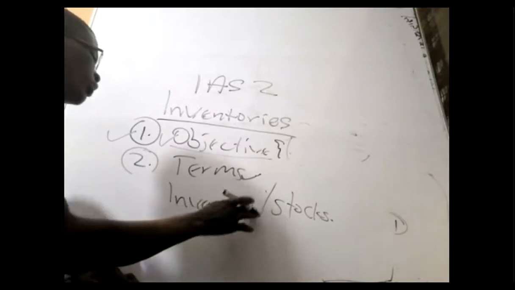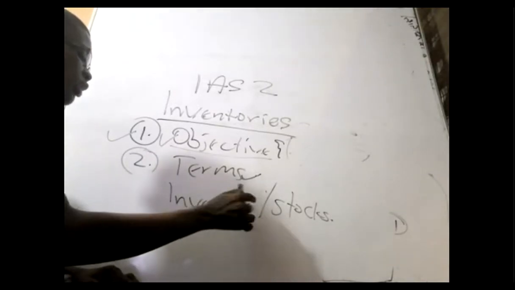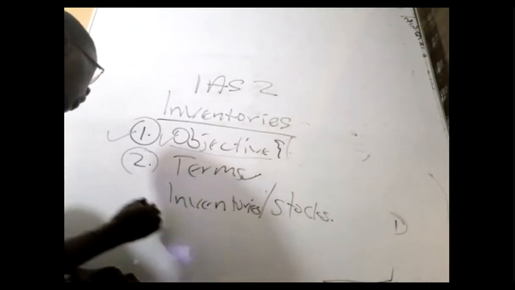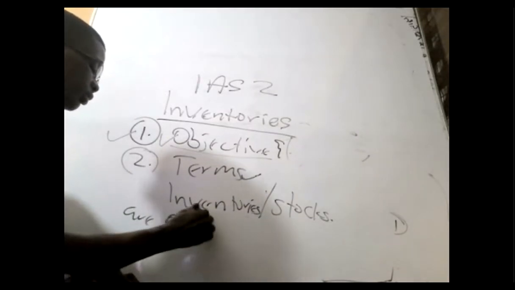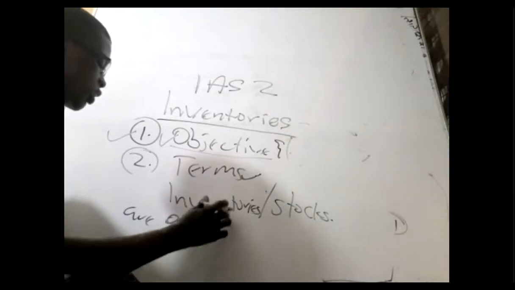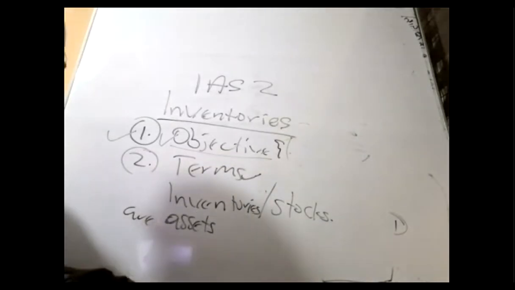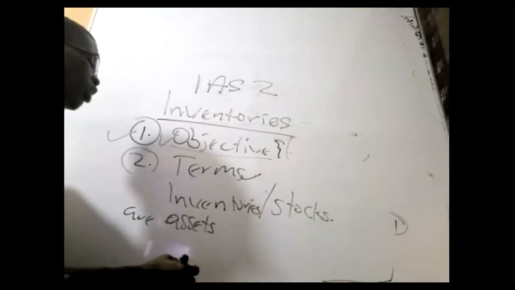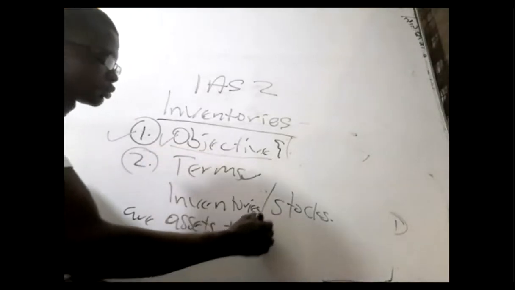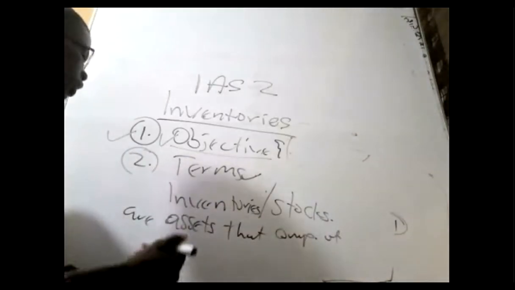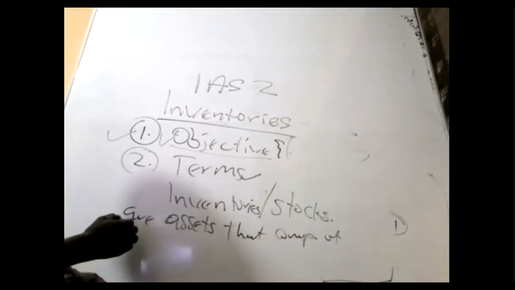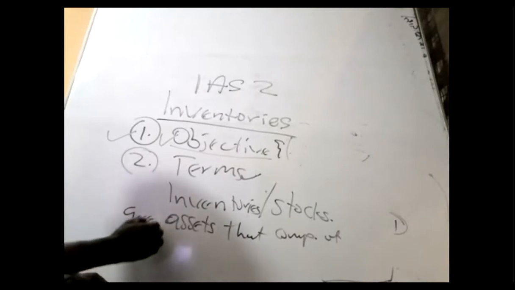So inventories are assets that comprise of, one, I'll read them for you, raw materials.